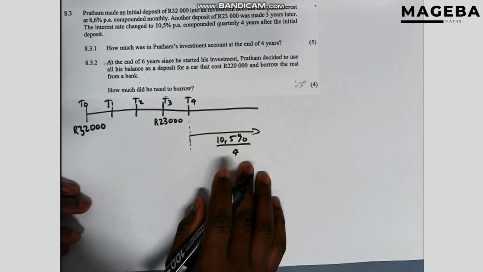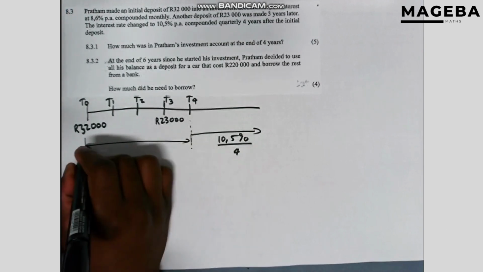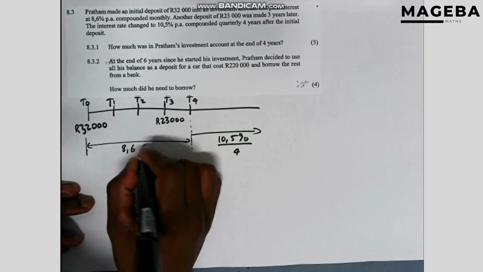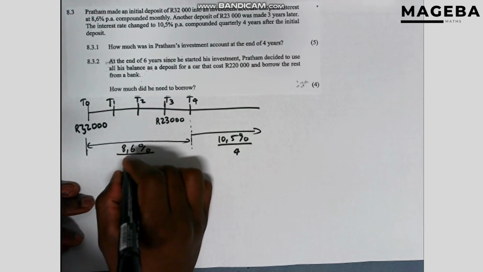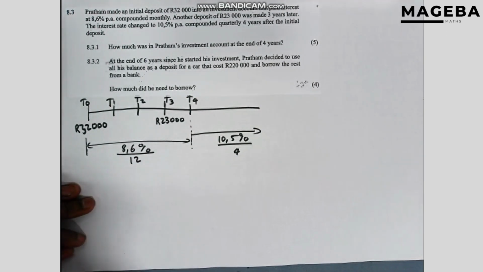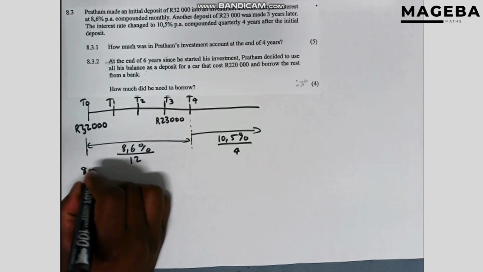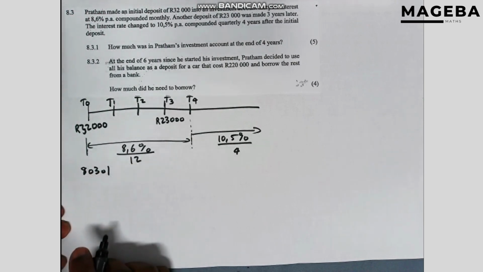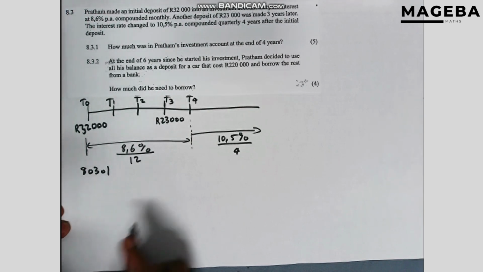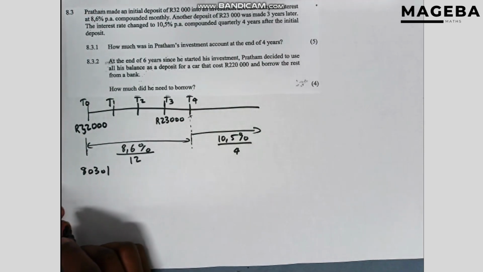So the initial interest rate was 8.6% compounded monthly, and then it's divided by 12. That was my initial. Now let's tackle the first question. It's saying how much was Pratham's investment account at the end of 4 years. So I just want the amount here at the 4 year.